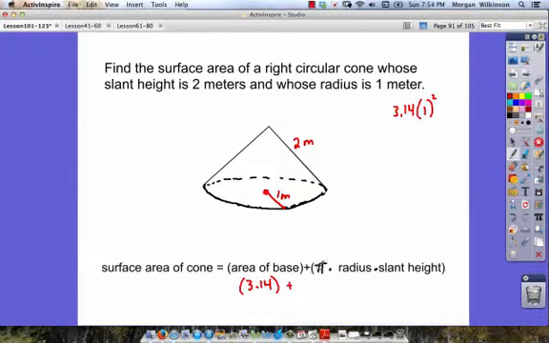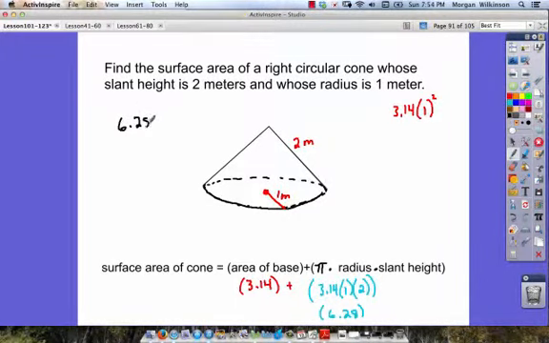Plus, well now we have pi times the radius times the slant height. So pi times the radius, well we know that's already going to be 3.14 times 1. So that's going to be 3.14 times 1 times our slant height of 2. And that will tell us our answer for this part of the problem. 3.14 times 1 is 3.14, and 3.14 times 2 must be 6.28 when we double each number. So we can find our final answer by adding 6.28 to 3.14.